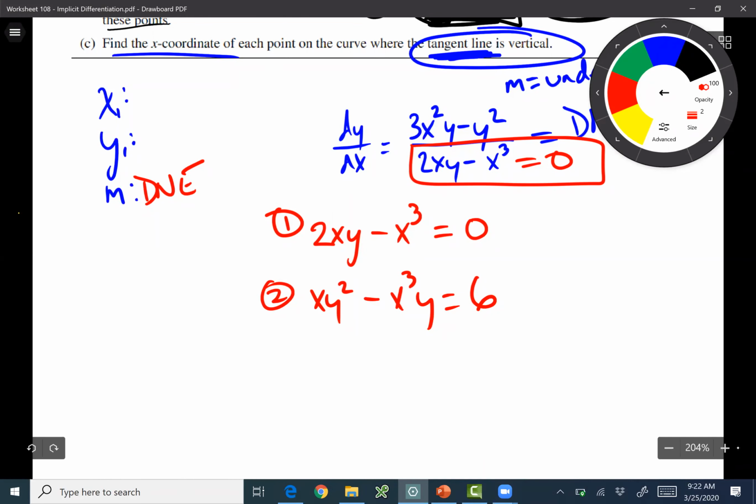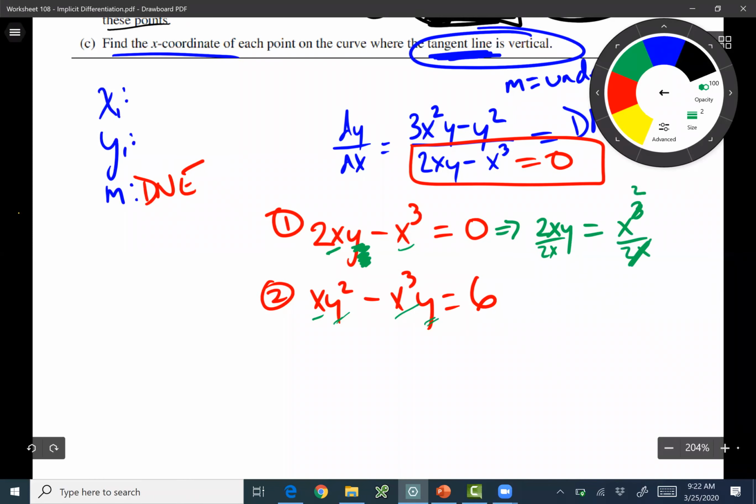Well, in the first equation, x would suck to solve for because there's an x and an x cubed. But y is all by itself. It's going to be pretty easy to isolate. In the second equation, we have an x and an x cubed. That's going to suck. We have a y squared and a y. That's also going to suck. So the only option for us is to isolate y in the first equation. So we're going to add over the x cubed and divide by 2x.